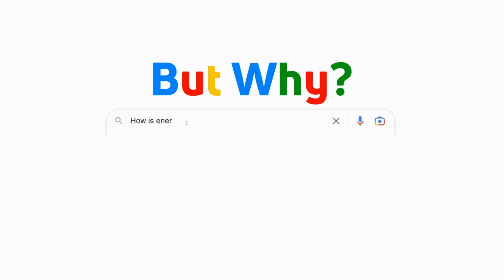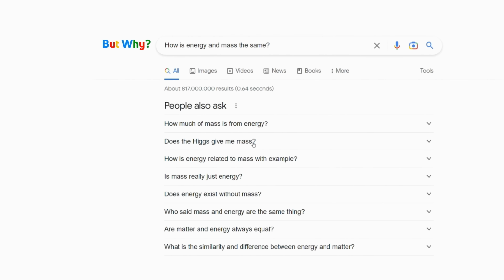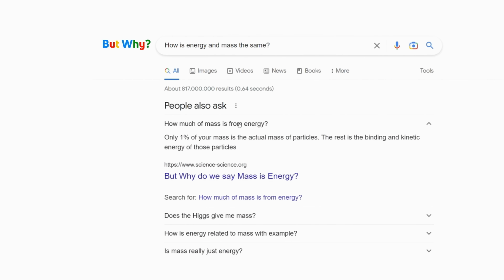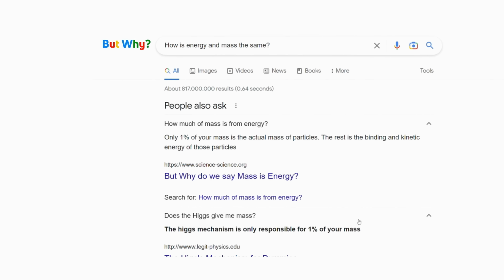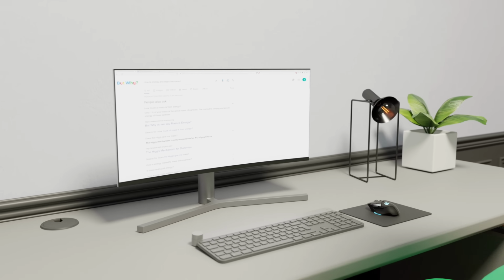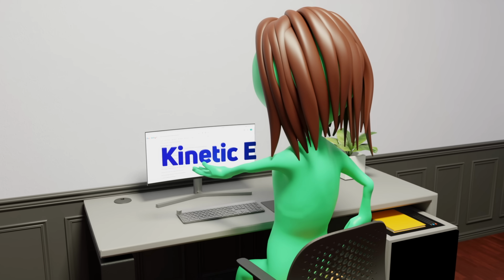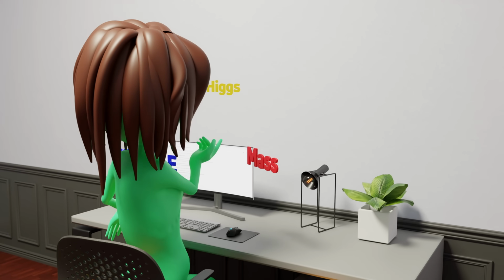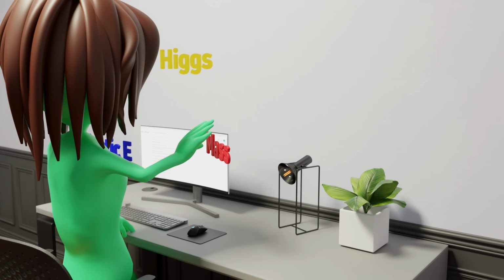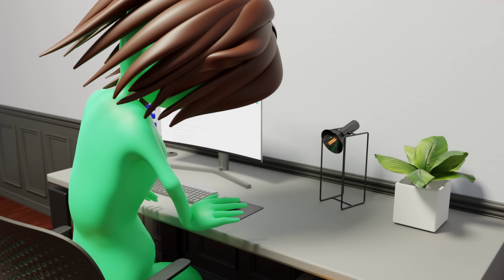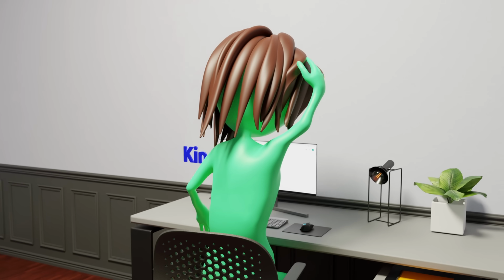If you've ever tried researching how mass and energy are one and the same, you've probably come across statements like, only 1% of your mass is the actual mass of the particles. The rest is the binding and kinetic energy of those particles. Or, the Higgs mechanism is only responsible for this 1% of mass. Now this is confusing. How is kinetic energy mass? What is the Higgs mechanism? And what does that mean to give mass? It's such a conceptually confusing idea.